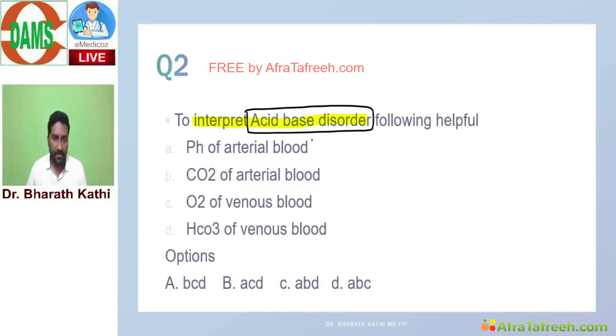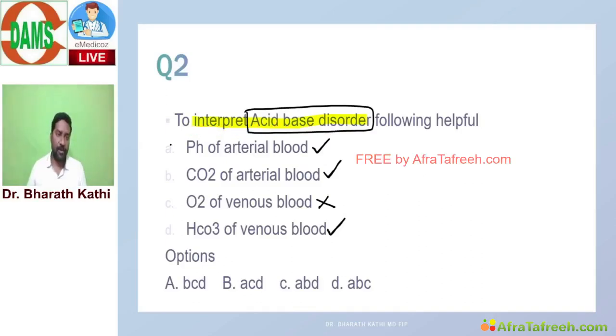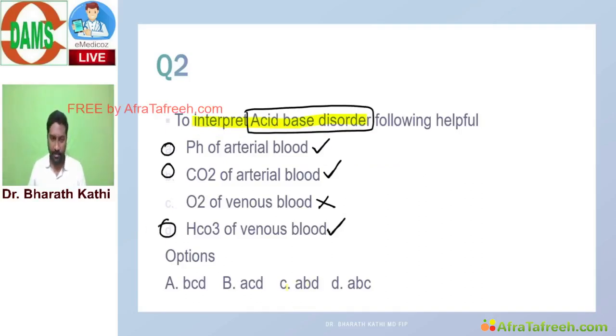Yes. pH of arterial blood, is it reliable? Yes. CO2 of arterial blood is also reliable. Oxygen of venous blood is generally unreliable, whereas bicarbonate of venous blood and bicarbonate of arterial blood will be the same. The best option will be that containing A, B, D. This will be the best option.